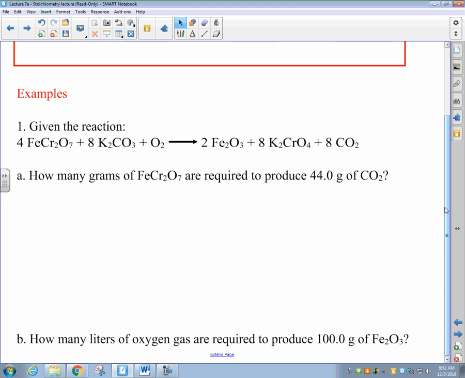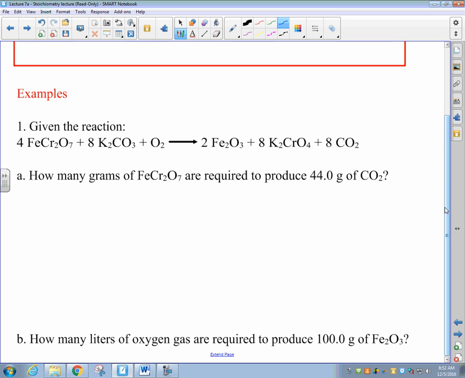So, given our reaction here, this is a mess of nomenclature for you. Given the reaction, let's see, we've got 4 iron 2 dichromates combining together with 8 potassium carbonates and 1 oxygen molecule to form 2 ferric oxide molecules, 8 molecules of potassium chromate, and 8 molecules of carbon dioxide.